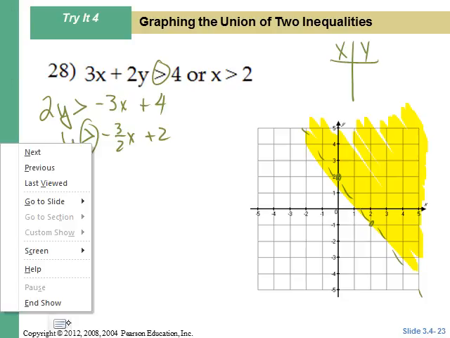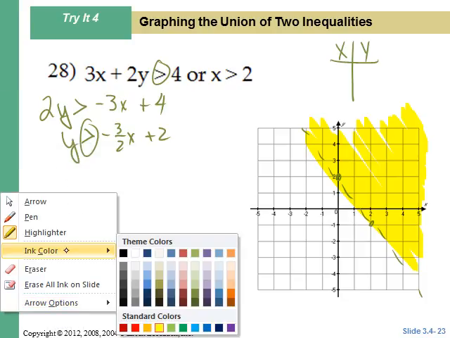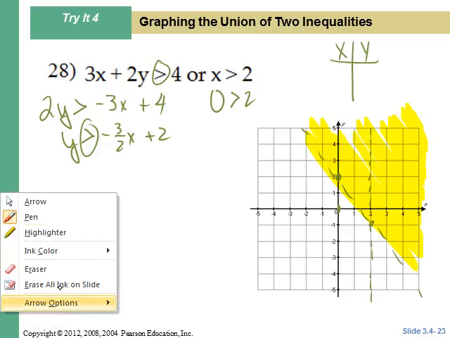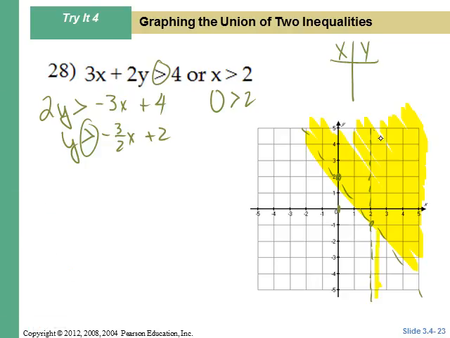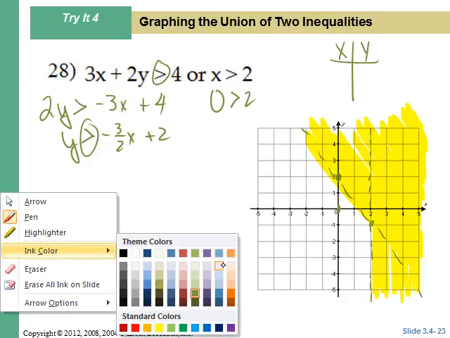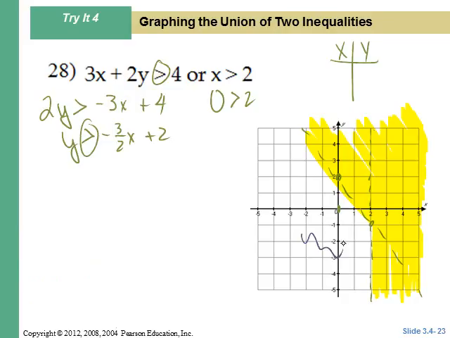Okay, and then I'm going to have a line at positive 2, and it's going to be a dashed line. 0 is greater than 2? No, so this point doesn't work. So I'm going to be shading the opposite side of that line. So I'm going to be shading over here, which means the region that's unshaded is, let's see here, this color, this region down here.